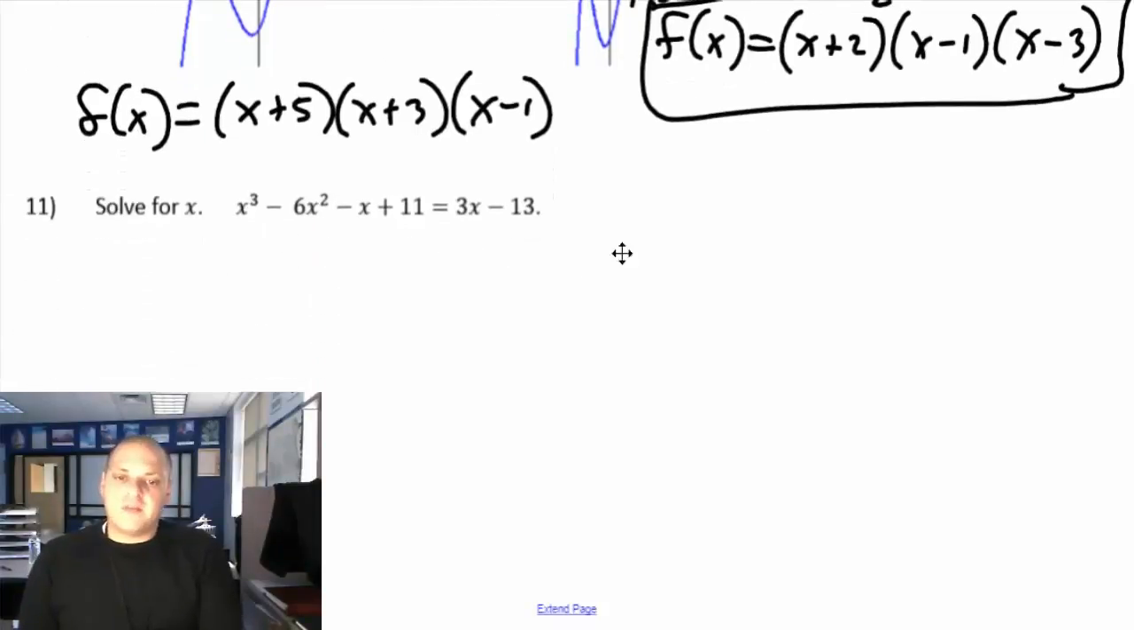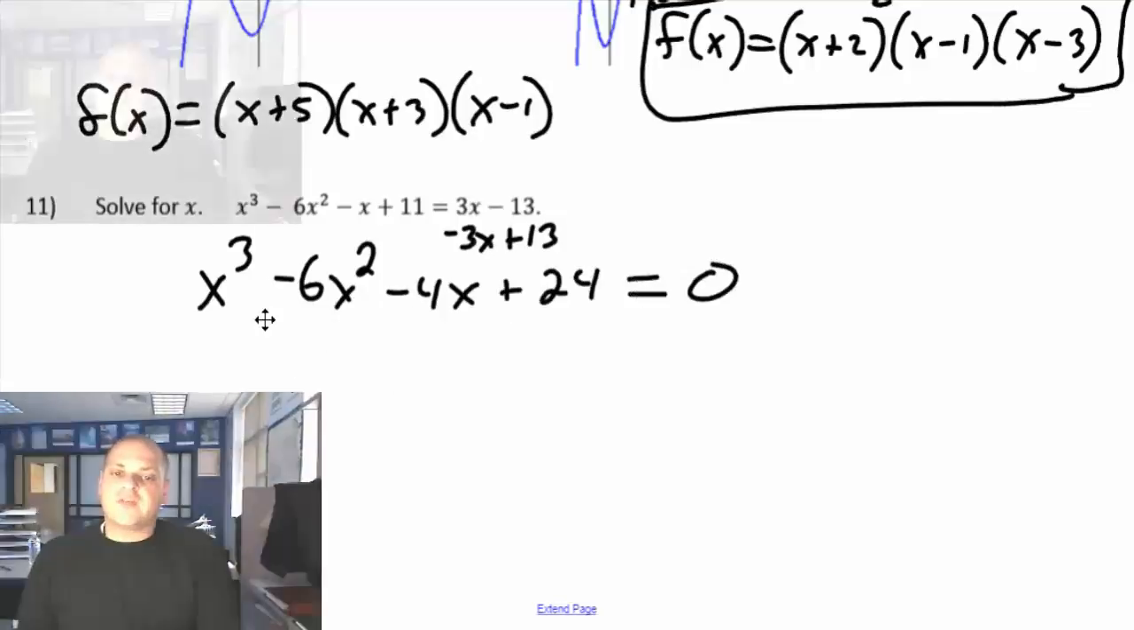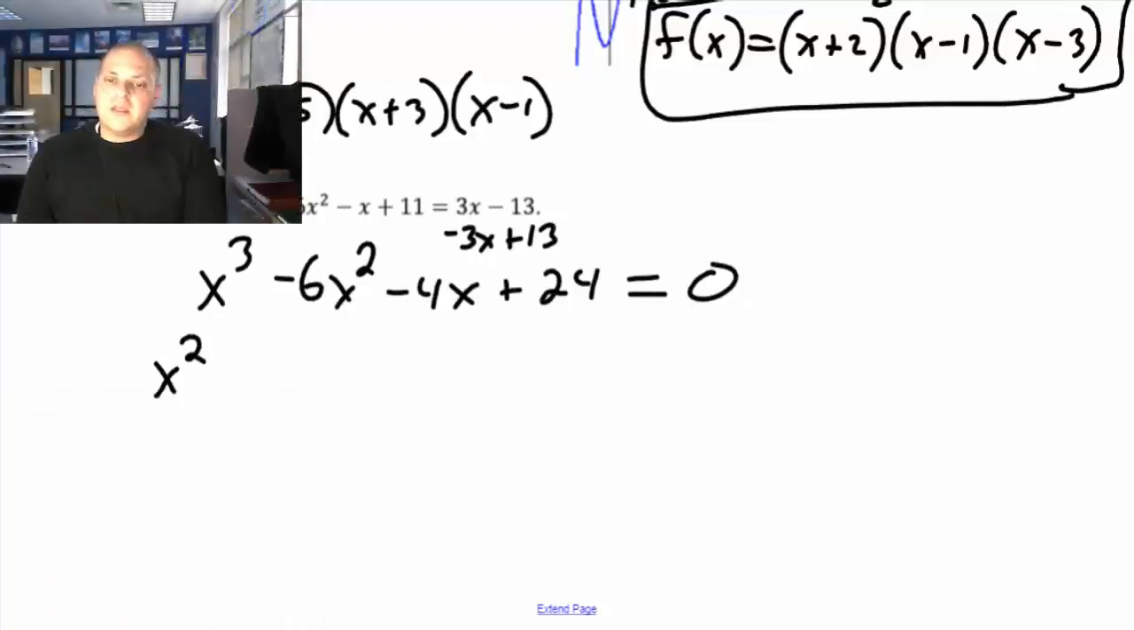Solve for x. All right, so I'm going to get everything equal to 0. X to the third minus 6x squared. I'm going to take away 3x and add 13 to both sides. You do that over here, you get minus 4x, and you get plus 24, equals 0. So now I'm going to factor by grouping. X squared, x minus 6. And then I could take out a negative 4 and get x minus 6.